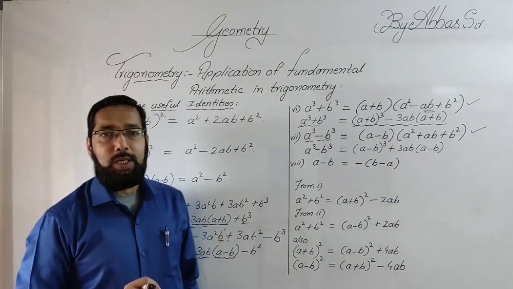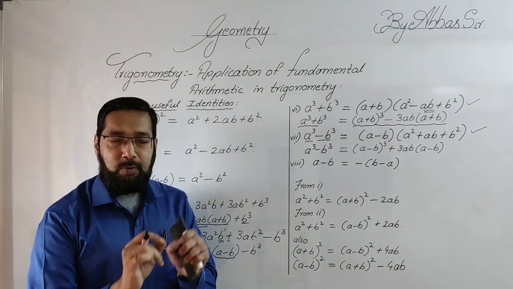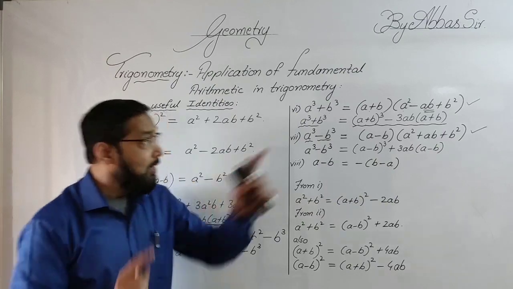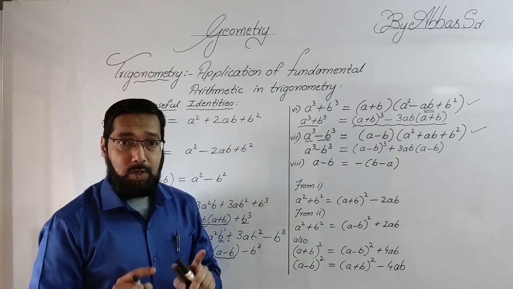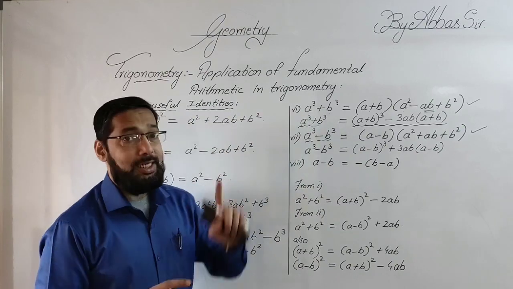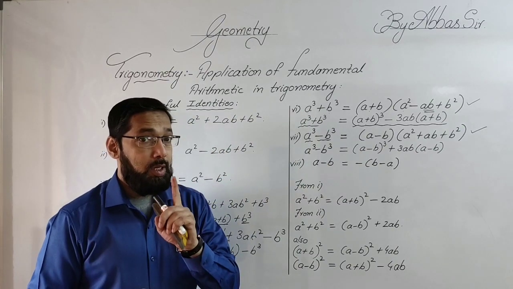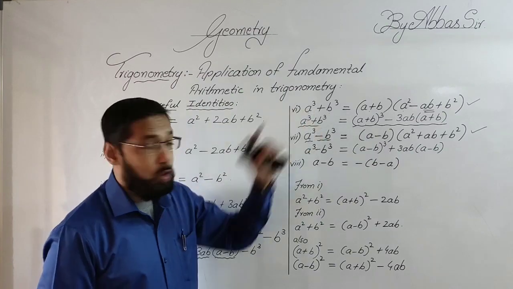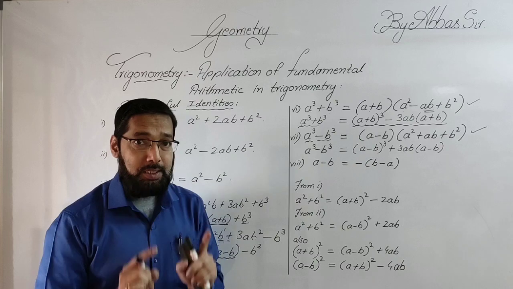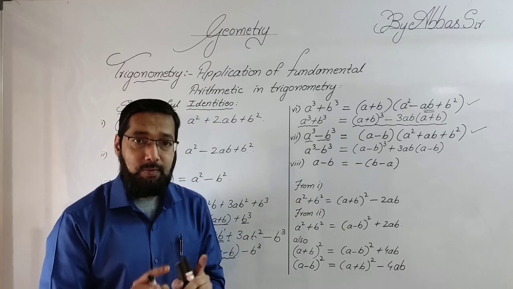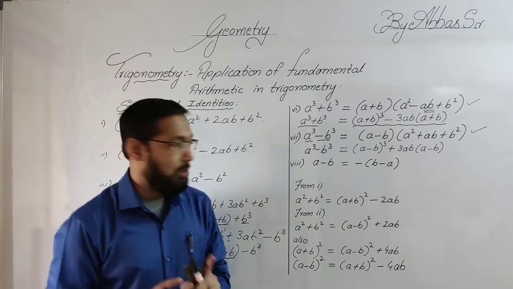In this way, we get the identity for a cube plus b cube other than the factorization identity, my friends. Therefore, from now onwards, we have two identities to remember in case of sum of the cubes and difference of the cubes. We have to practice these identities very well before we start the questions.